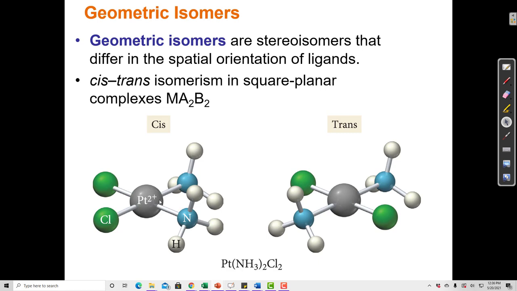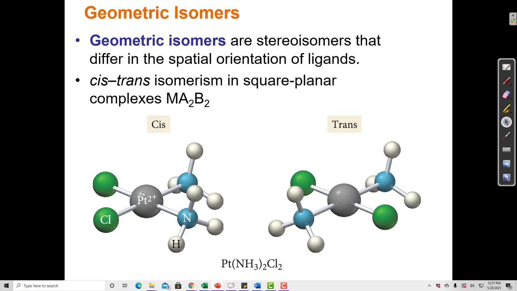So the difference between these isomers is something different. It's not the connectivities, it's not the connection of the atoms. In this case, it's their arrangement in space, their orientation. So here the chlorine atoms being right next to each other gives us a 90 degree angle in this square planar complex. And the chloride atoms being across from each other like this gives us a 180 degree angle between the chlorides in this complex. So again, that's going to give us a different color, potentially.